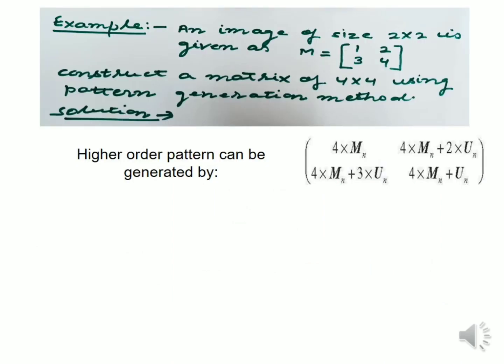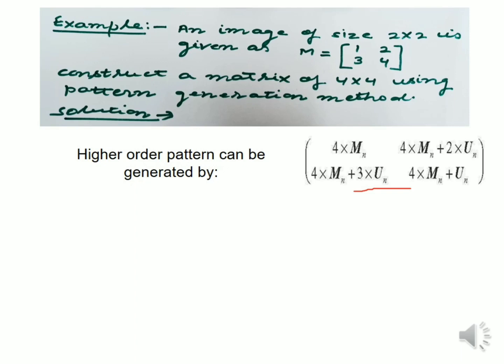In the next question, you can see an image of size 2 cross 2 is given. Here M is what? These 4 components are 1, 2, 3 and 4. So this is the given mask. With the help of this mask, you need to construct a matrix of 4 cross 4, meaning enlargement of the matrix is done by using the pattern generation method. You know that a higher order pattern can be generated by using this particular relationship. So from here you need to write what is Mn, what is Un, and accordingly the matrix operation can be applied.